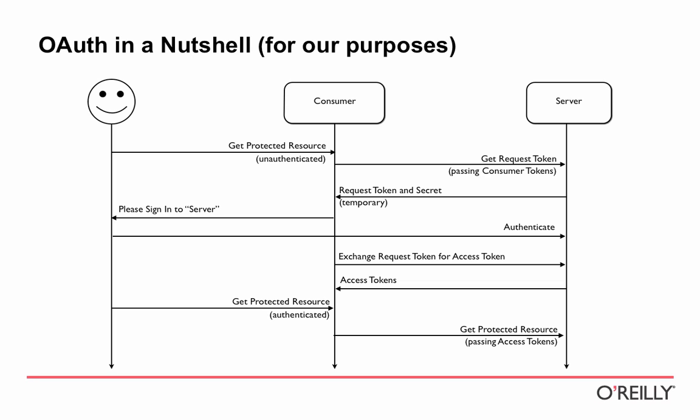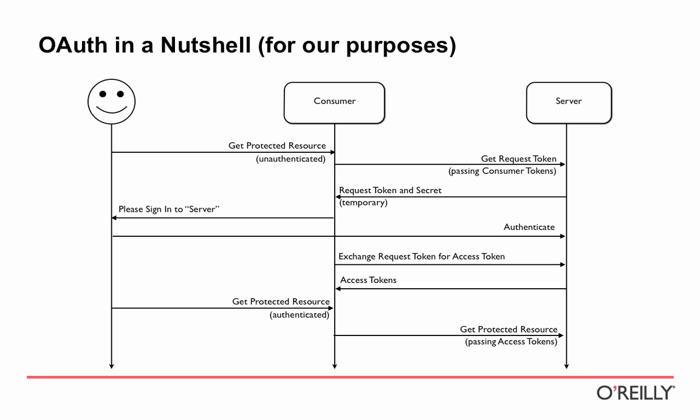So as time goes forward, the user requests a protected resource, like say the home stream, all the tweets that they would get as a user if they went to the Twitter page on the web and signed in as themselves. So at this point they're unauthenticated. Then the consumer application sees that we're trying to make an unauthenticated call. We're not authenticated yet.